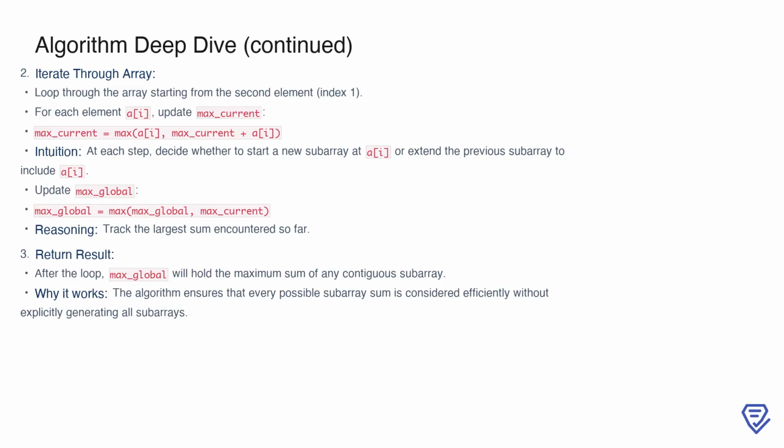subarray. Once max_current is updated, we compare it with max_global using the formula max_global = max(max_global, max_current), to ensure that we're always tracking the largest sum encountered so far. By the end of this loop, max_global holds the maximum sum of any contiguous subarray. This approach is efficient because it avoids the need to explicitly generate all possible subarrays, instead calculating their sums dynamically.